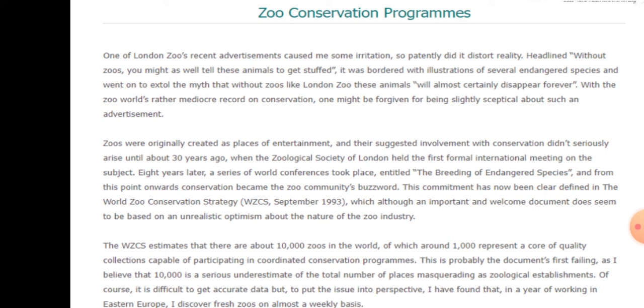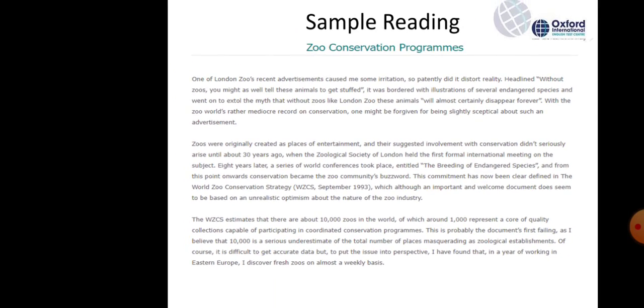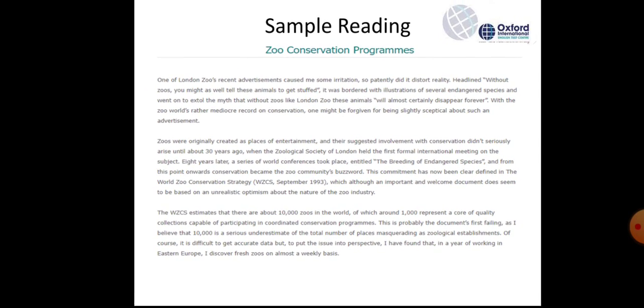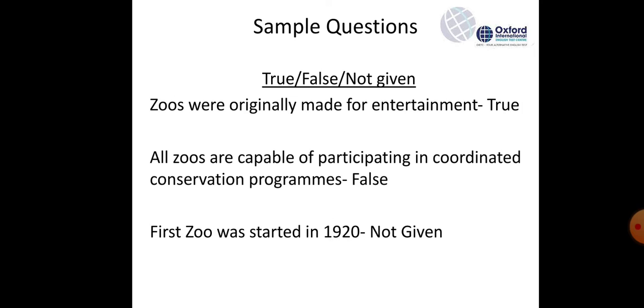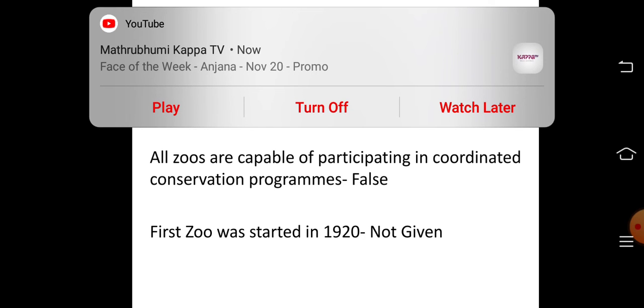And when I come to the second passage, zoos were originally created as places of entertainment. It's given here. They haven't used the synonyms, but they have given you the direct answer. So you can say zoos were originally created as a place of entertainment. Just check the question. Zoos were originally made for entertainment. Yes, it is true.